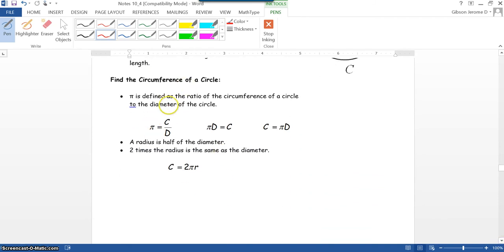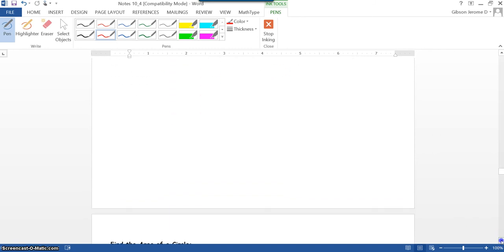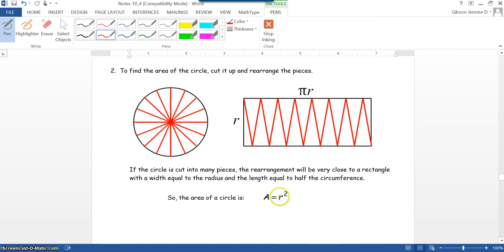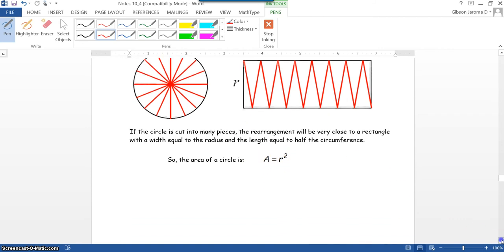It says find the circumference of the circle. This gives a little background of the different formulas for the circumference of the circle. But the circumference is 2 pi r, or you could have a circumference of pi times the diameter. I know it's shown up here, but these are the two formulas. Now the area of the circle, the area is equal to pi times the radius squared. So we could just leave it at that.